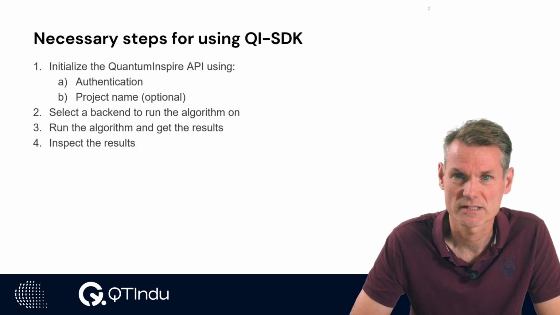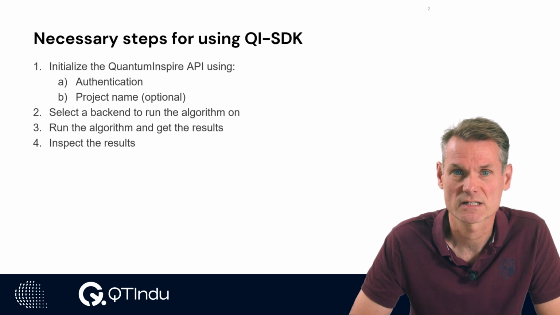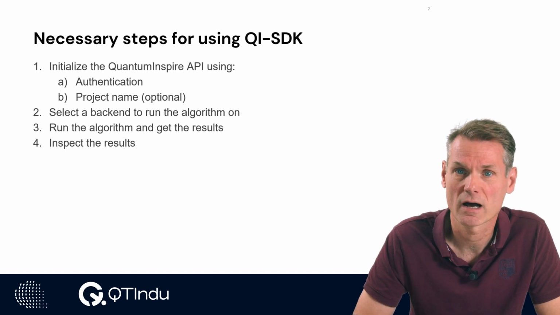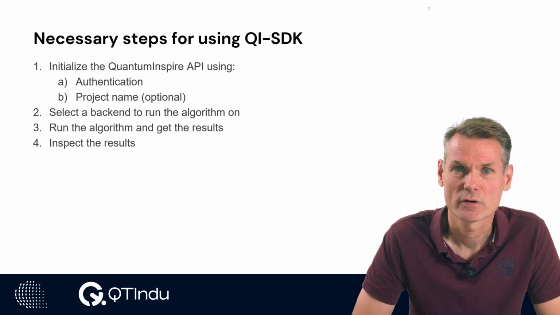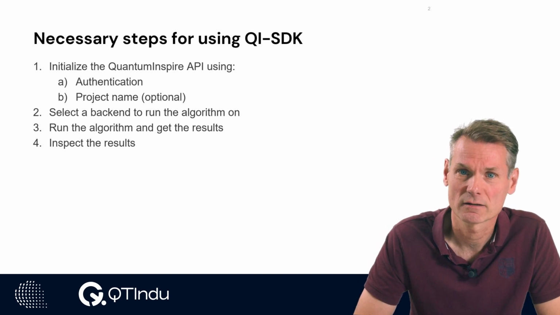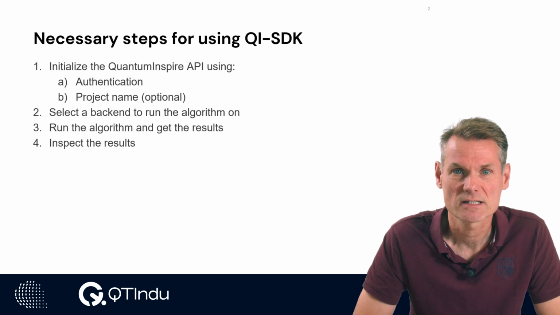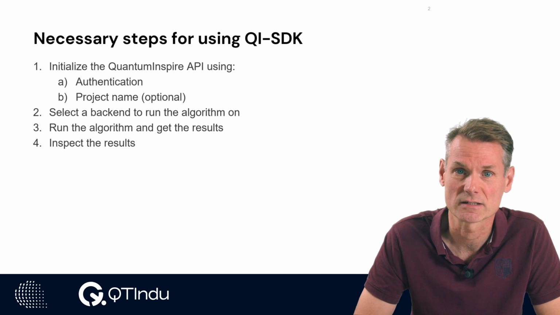The first step is to initialize the Quantum Inspire API. Then we select a backend for running our algorithm. Third step is to run the algorithm on the selected backend. Fourth, the inspecting of the results. Let's take a close look at each step for running an algorithm written in cQASM that creates a Bell state.